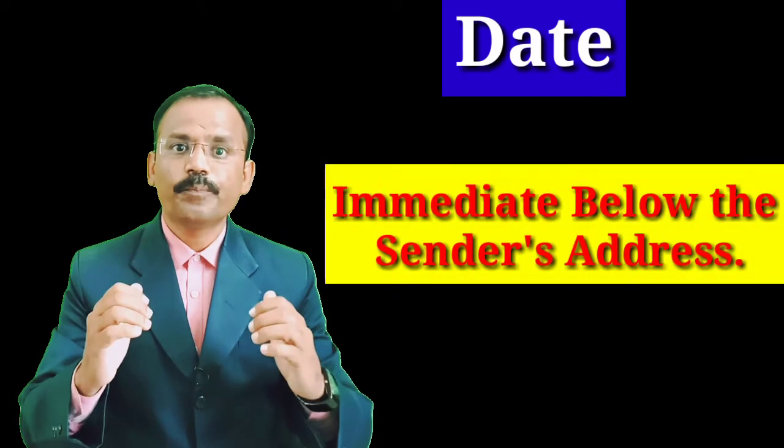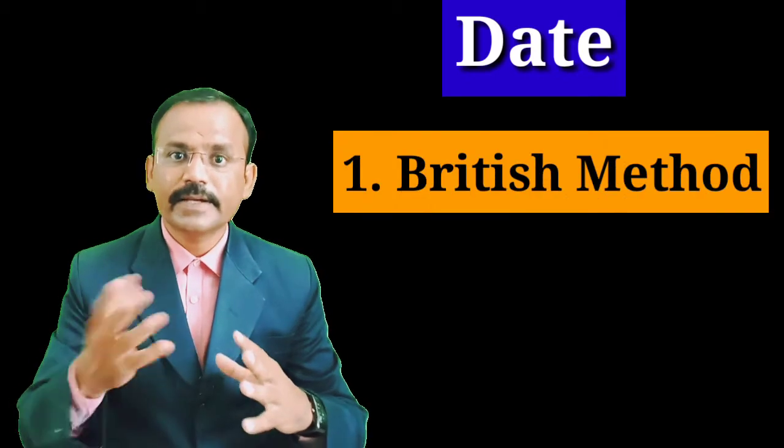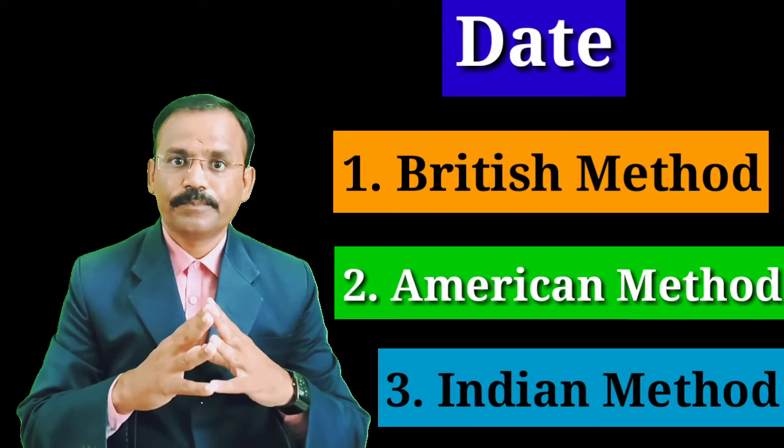In this way, friends, after the sender's address comes date. Date is written immediately below the sender's address in a letter. There are three methods of writing date. The first method is British method, the second method is American method, and the third one is Indian method.